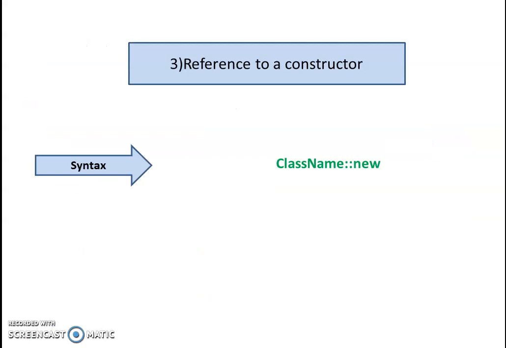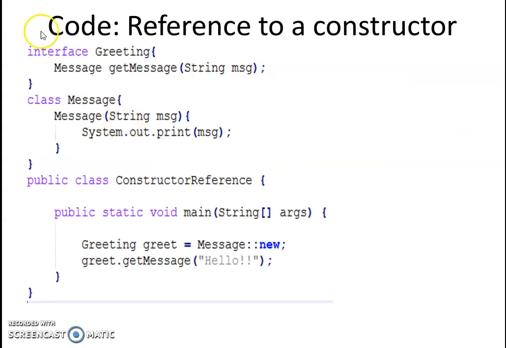Now let's see how to refer to a constructor. To refer to a constructor, we first write the class name, and then we put double colon and we write the new keyword, right? So here we use the new keyword, as we know constructors are invoked when we create an object, right? Now let's understand it using one example. In this particular code we have one functional interface named Greeting. Here we have one method getMessage that takes one parameter and returns Message, right? So here Message is a class.